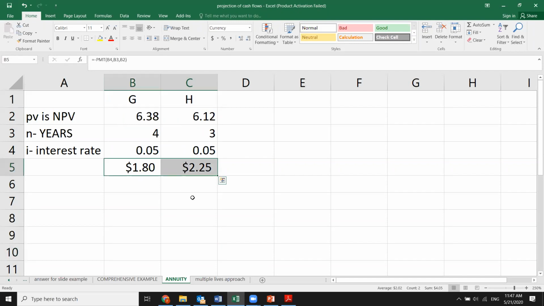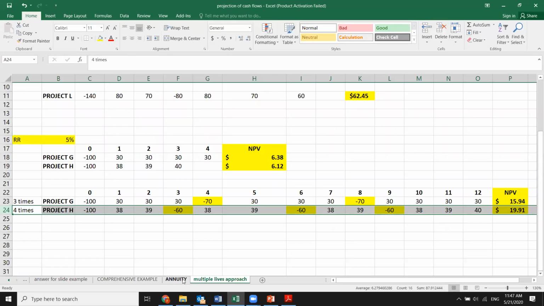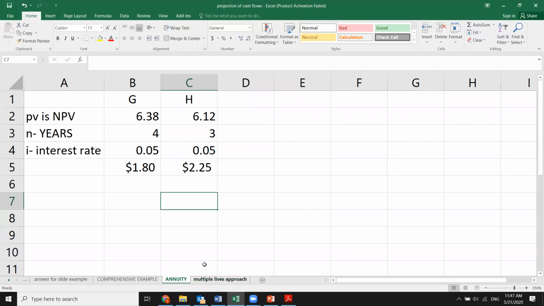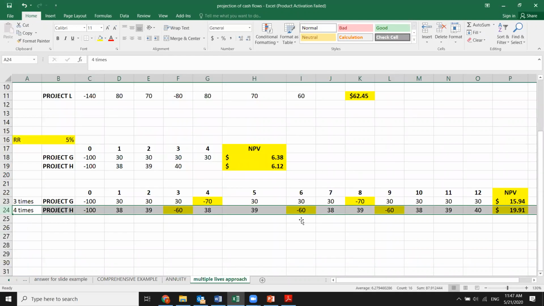Which method is better, if we do not consider the amount of work needed? They both are okay. They're both used to come up with a decision, because this one is considering time value, and this one is considering time value as well.